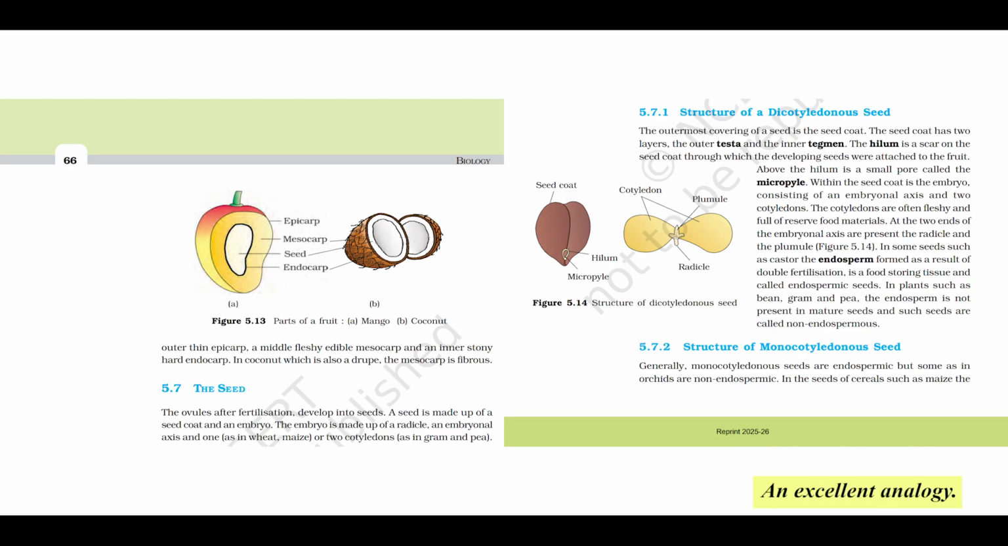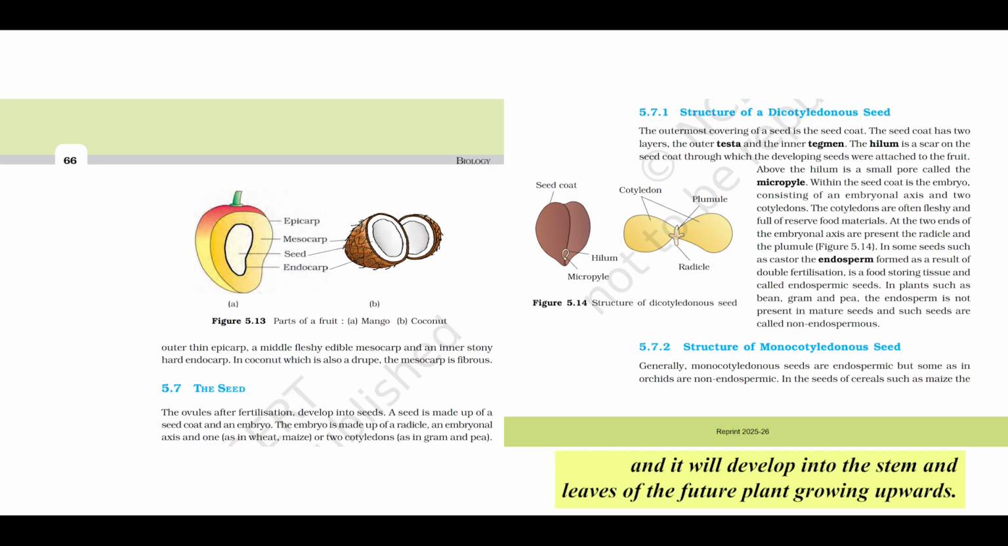An excellent analogy. The embryo also has, at one end of the embryonal axis, the radicle, which is the embryonic root. Upon germination, this radicle will be the first part to emerge and grow downwards, anchoring the seedling and absorbing water. And at the other end of the embryonal axis is the plumule, which is the embryonic shoot. This plumule consists of the embryonic leaves and the shoot apex, and it will develop into the stem and leaves of the future plant, growing upwards.